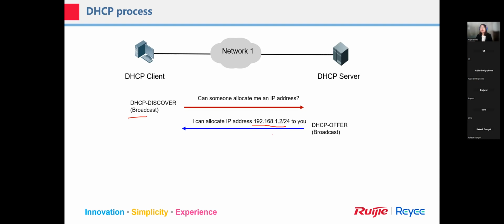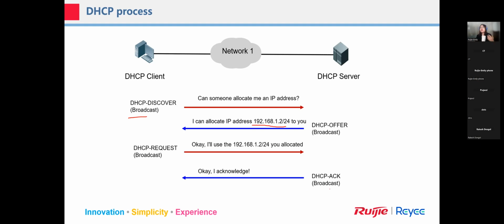You can use it. And then the client will send out a broadcast message: okay, I will use it, right? All of them are broadcast messages. Then the DHCP server will give the acknowledgement: okay, you can use it, and I will write it down and delete it from my pool. If someone else also wants to get an IP address, I will not give 192.168.1.2 again, because this IP address is already used by you. So this is the process.